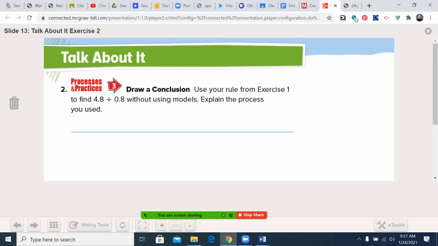Using that same rule, 4.8 divided by 0.8, without using models, I could move my decimal point one spot to the right in both by multiplying both sides by 10 and get 48 divided by 8. And from my math facts, I remember 48 is 8 times 6. So there's my plan.